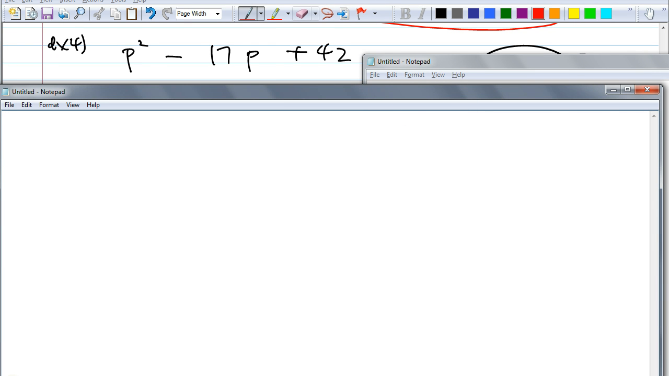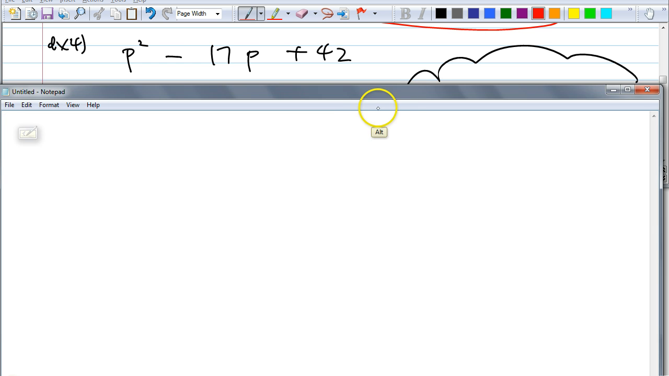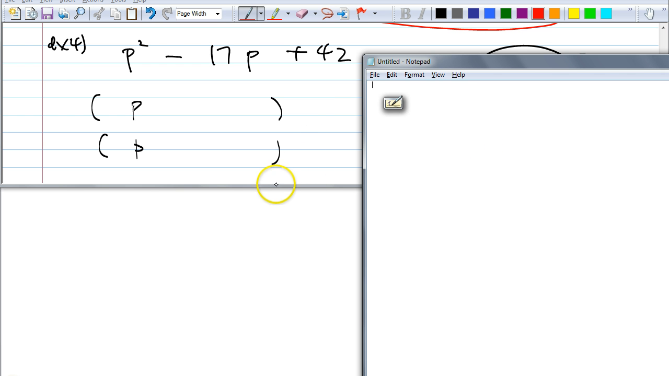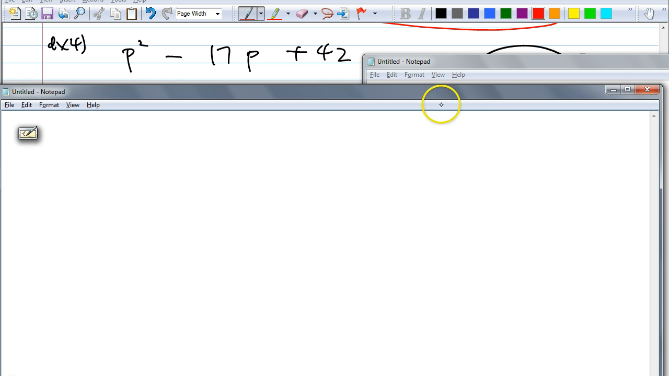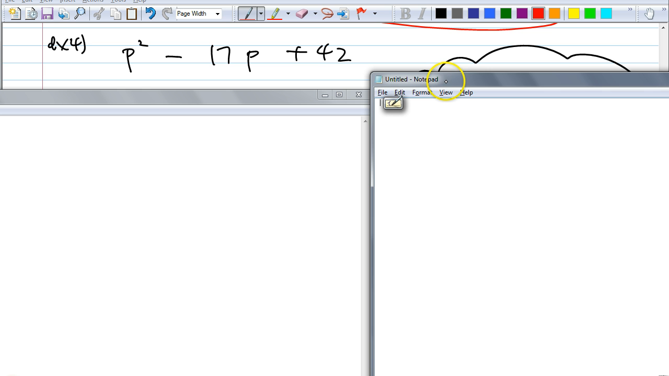So what's the easiest way? Before I show you the answer, we know it's going to look something like this, right? What's the easiest way to get 42? 1 and 42. That's positive 42, right? What's another?